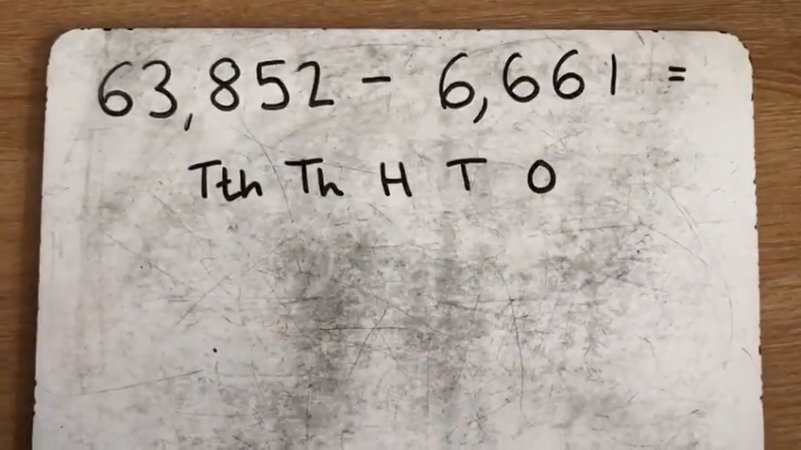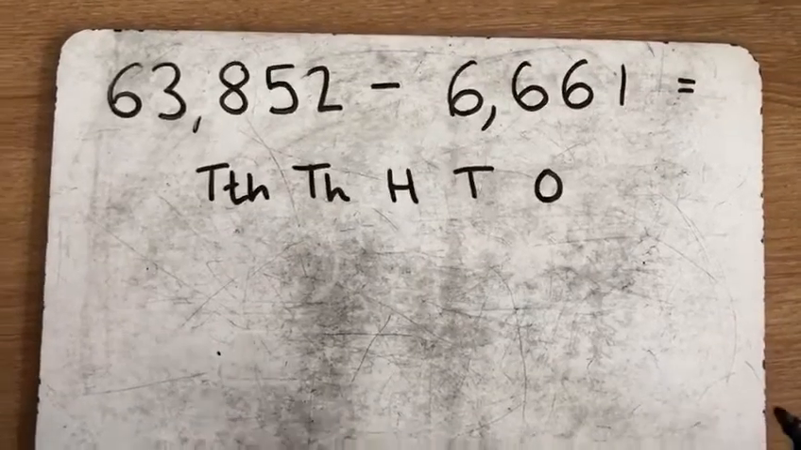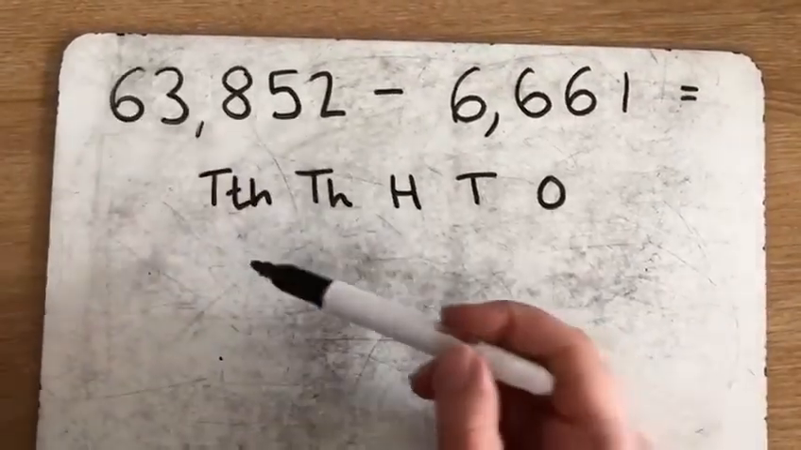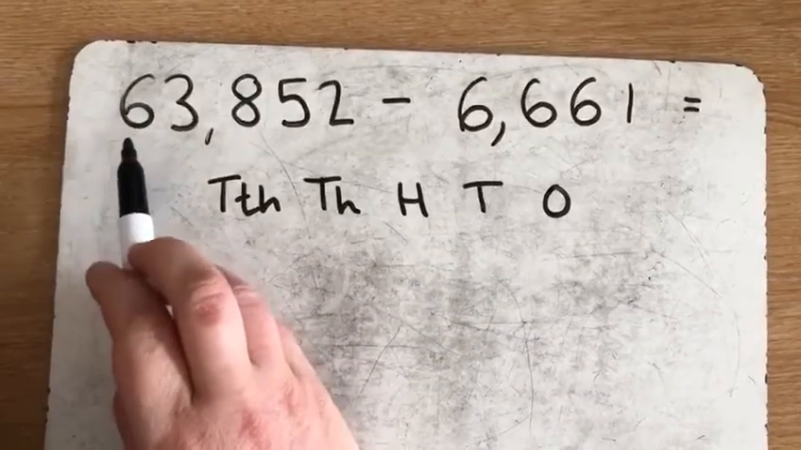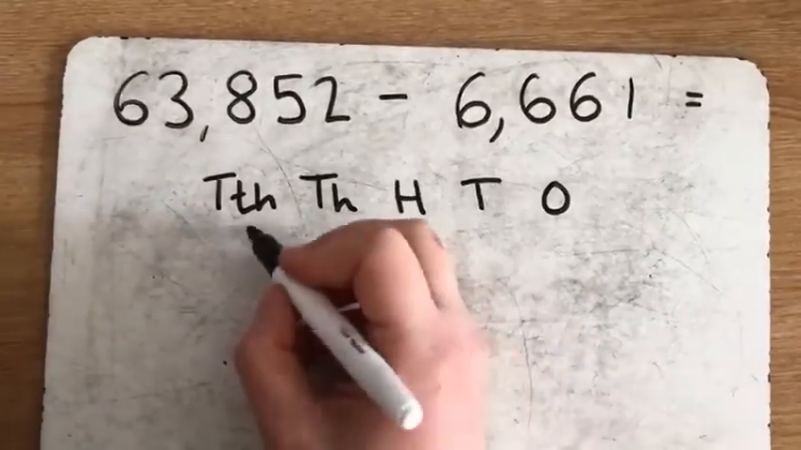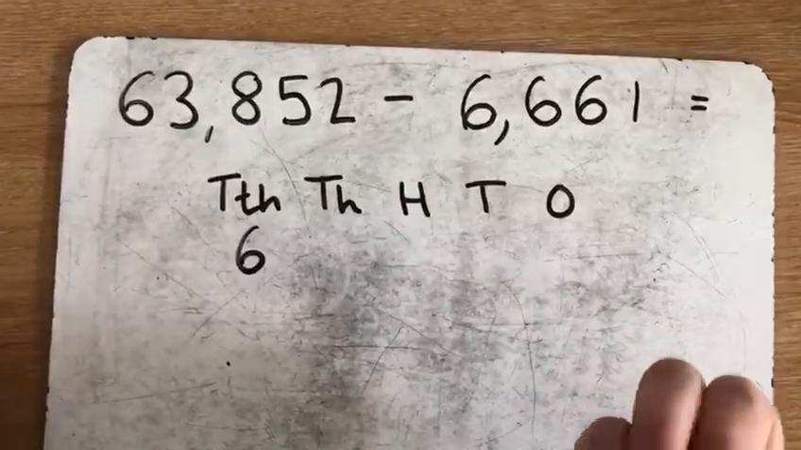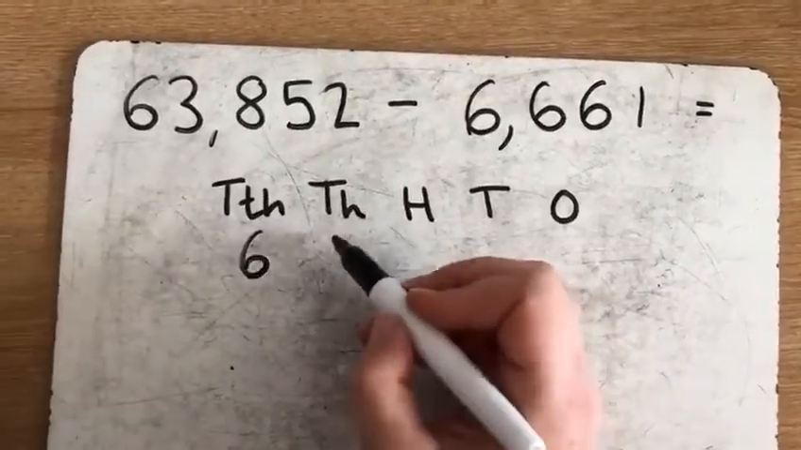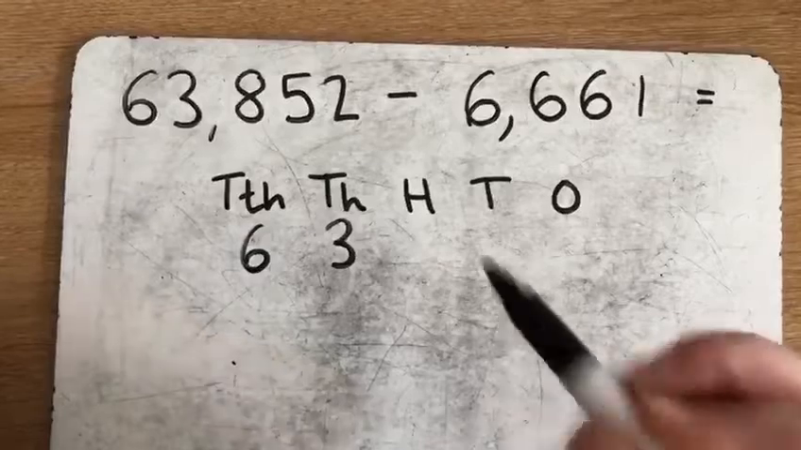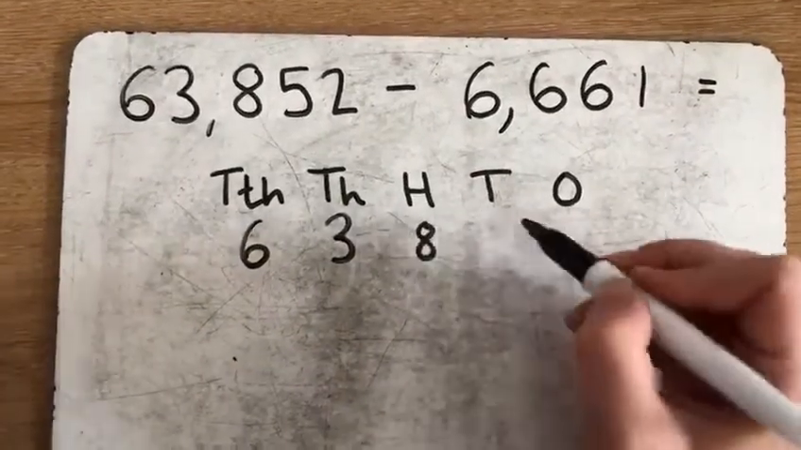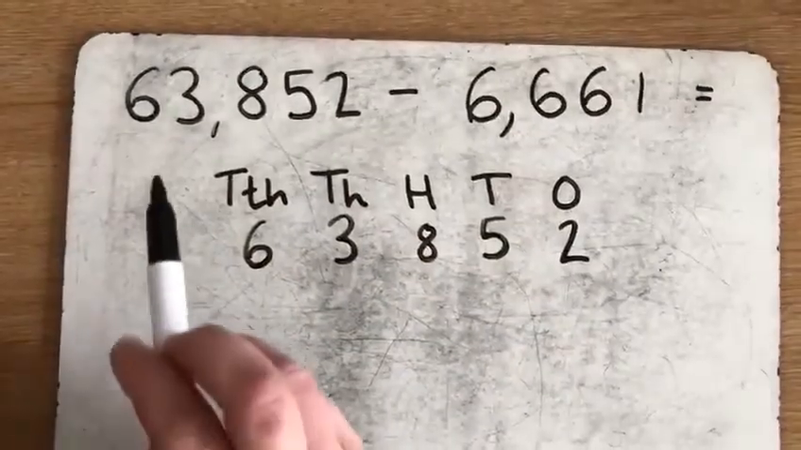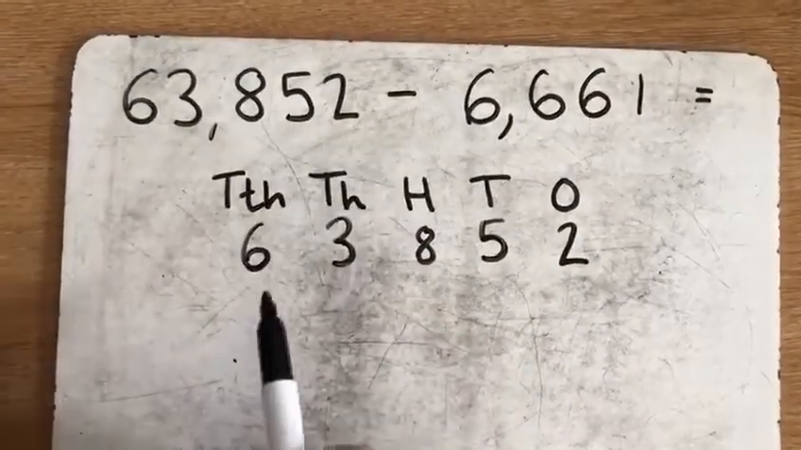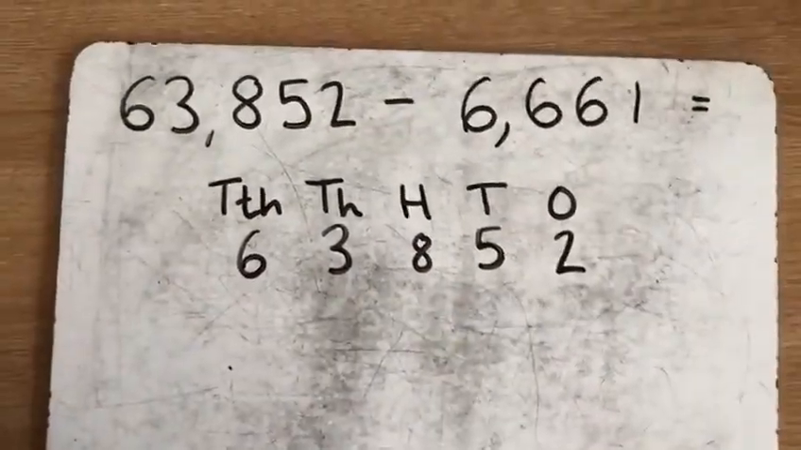So my minuend, I'm going to pop the digits of the minuend, that's this number here, into the right columns. So I'm going to start from the 10,000s. I've got 6, because it's 60,000. 3 in the thousands, it's 63. 8 in the hundreds. 5 in the tens. 2 in the ones. So I've copied each digit from my minuend into the columns ready for subtraction.